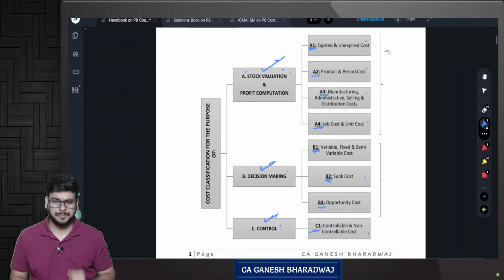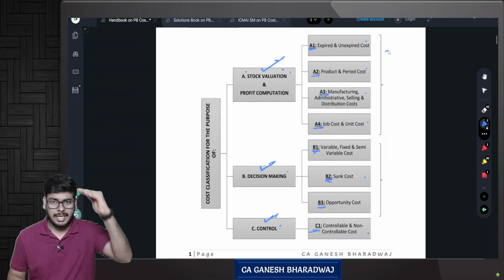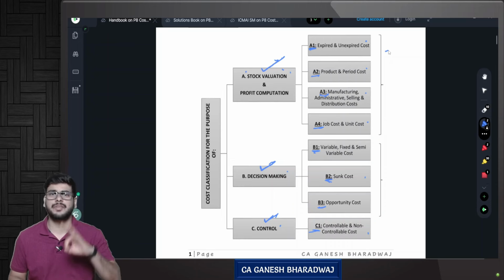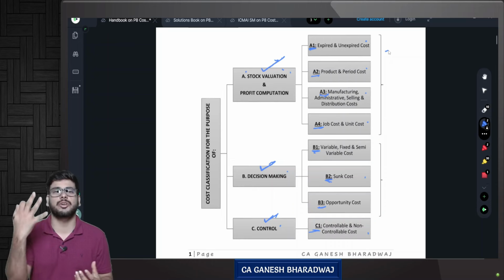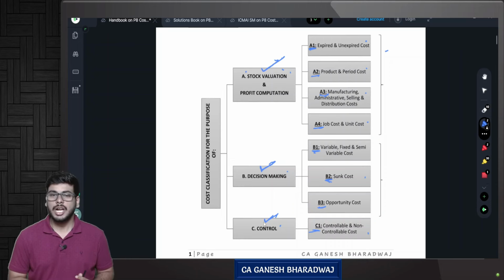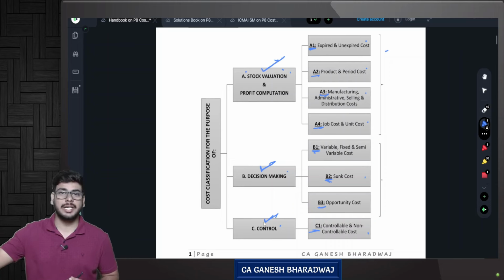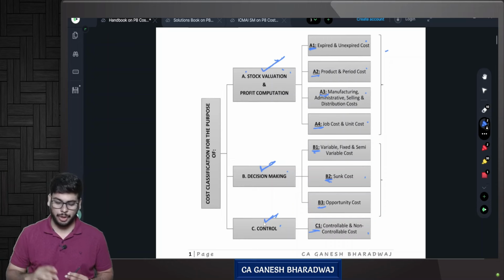Now, first, sir, okay. So you are basically trying to say that in our subject, we have broadly three objectives. Yes, our subject is meant for these three objectives: stock valuation, profit computation, decision making and control. These are the three reasons why we are studying the subject. Now in theory, if they ask you, we will be seeing in chapter 18, towards the end, from a theoretical viewpoint.